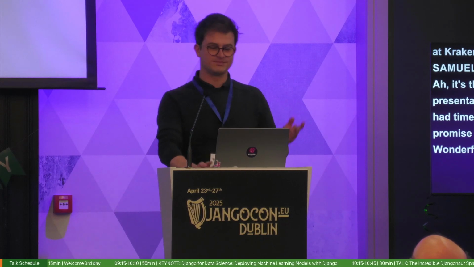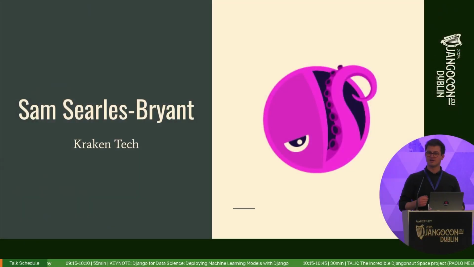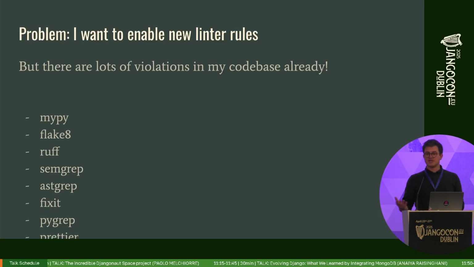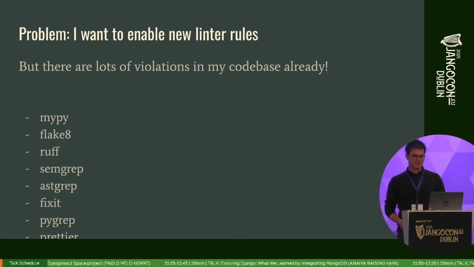So hi, I'm Sam, I work at Kraken, I work with Tim, and a number of other people floating around. I want to talk about a problem that we have quite a lot at Kraken, how we have chosen to solve it, and what we've learned from doing that. The main problem is we want to enable new linting rules. That might be from MyPy, Flake8, Ruff, Semgrep. The list is so long it goes off the bottom of the slide.